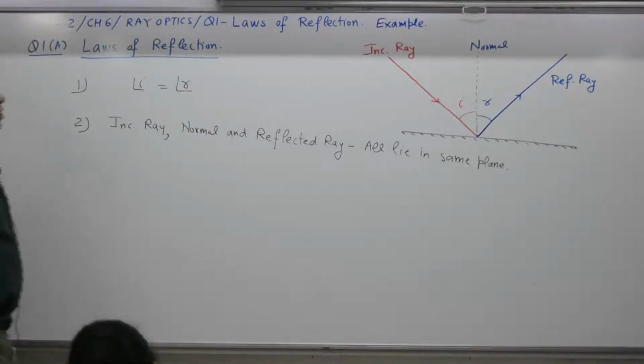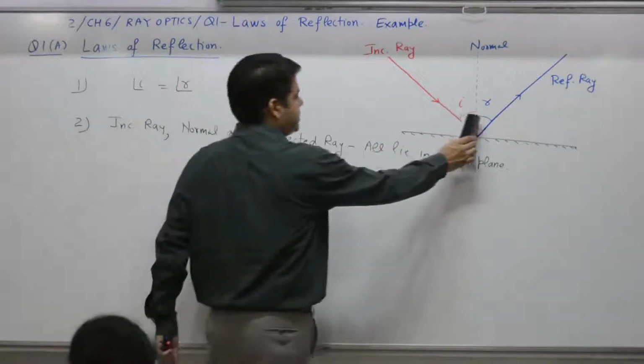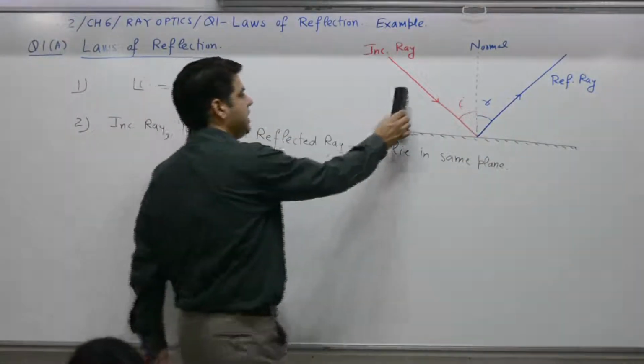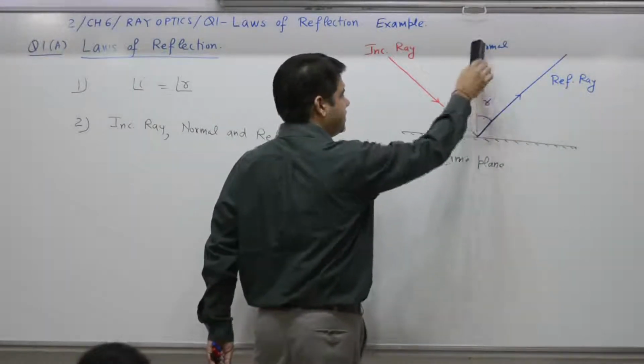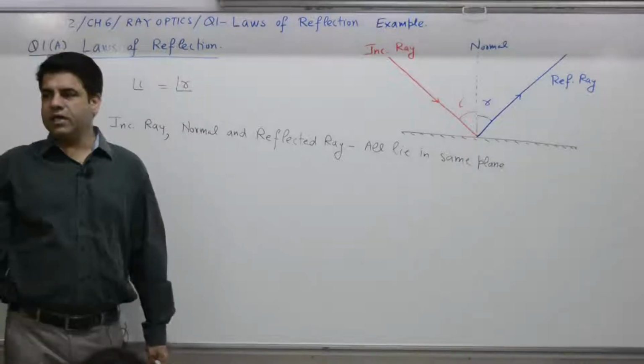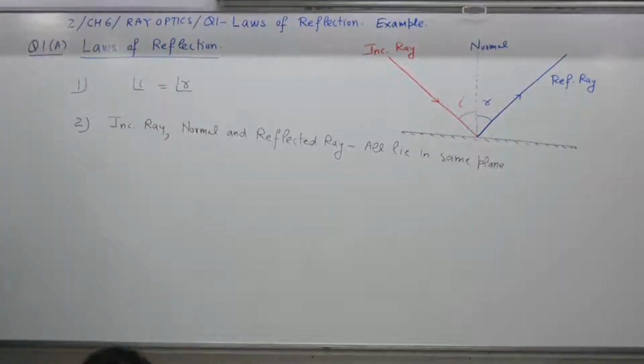I repeat the law. Angle of incidence is equal to angle of reflection. Three lines: incident ray, reflected ray, and the third line, normal to the surface, all lie in the same plane.